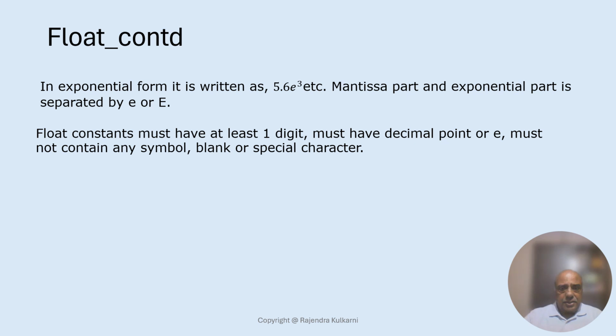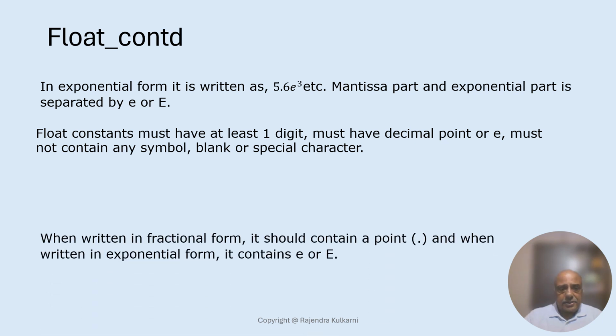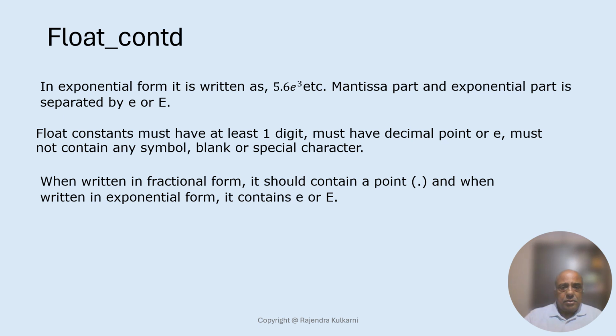The rules are again the same. A float constant must have at least 1 digit, must have a decimal point or e, and must not contain any symbol, blank, or special character. When written in fractional form, it can contain a decimal point. When written in exponential form, it should contain a lowercase or an uppercase E.